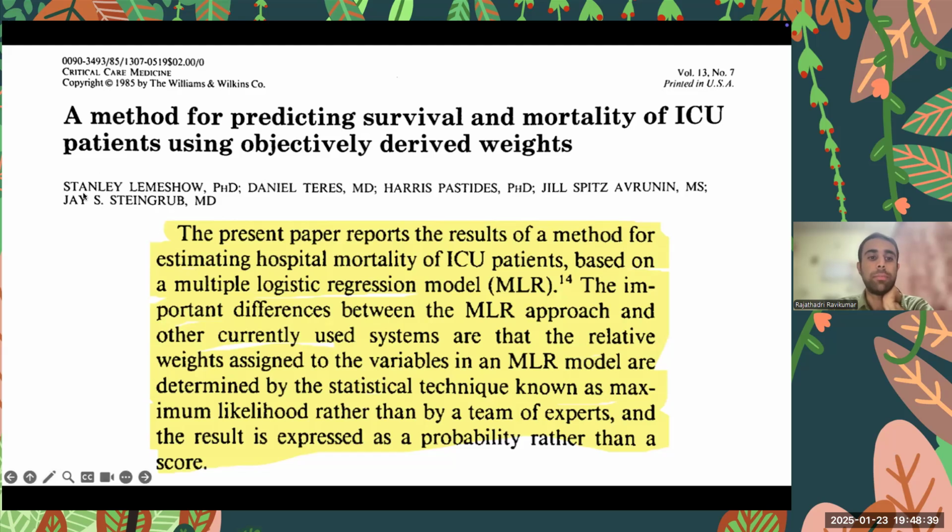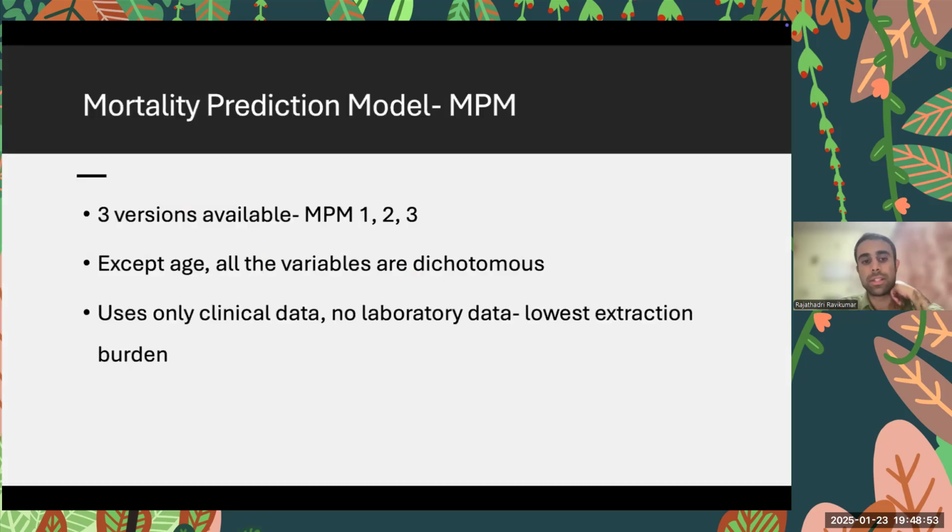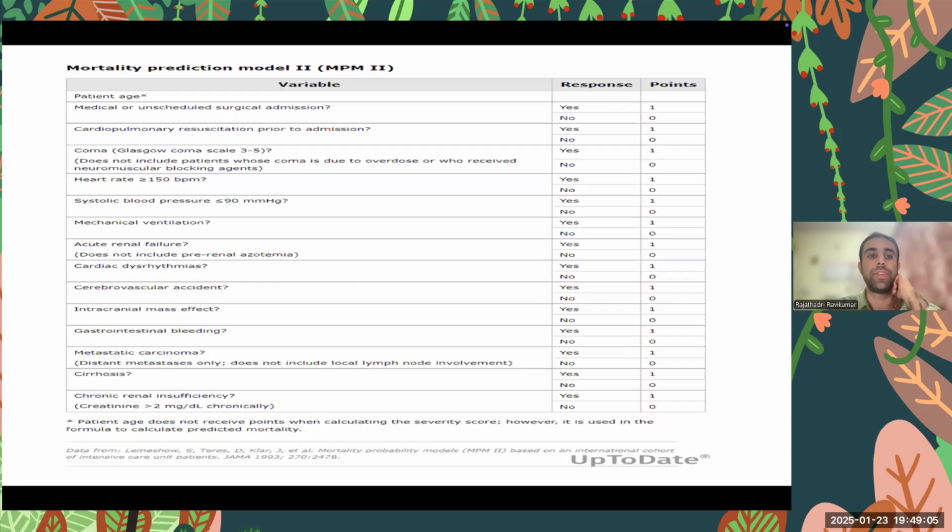The author of this paper is Stanley Lemeshow. We have to give credit to this author because he was the one who devised how we can calibrate the scoring systems, how we can measure the calibration. It is based on his method. So three versions available. Except age, all the variables are dichotomous. Dichotomous in the sense whether it is there, whether it is not there, yes or no. So only clinical data, no laboratory data, so the lowest extraction burden. If you see the scoring system here, see, medical or unscheduled surgical admission, yes, no. All the things are yes, no, except age.